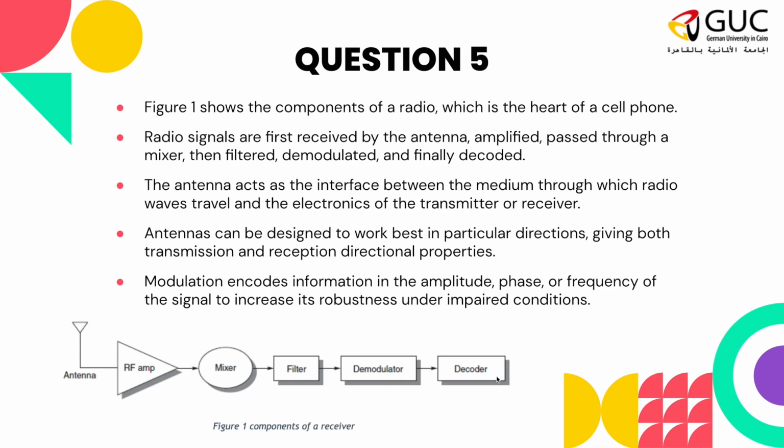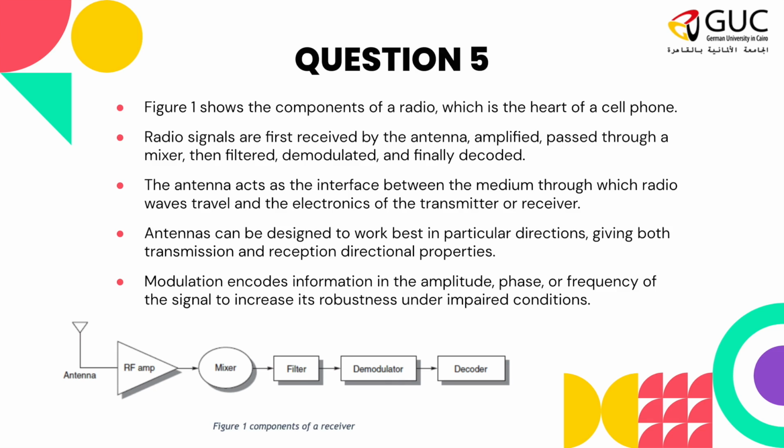Okay, the antenna acts as the interface between the medium through which radio waves travel and the electronics of the transmitter or receiver. So actually the antenna tries to listen to or receive the signal that is passed through air or the atmosphere. Antennas can be designed to work best in particular directions, giving both transmission and reception directional properties, meaning that we described the case of receiving a signal.